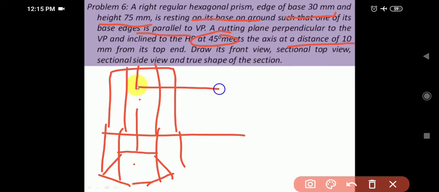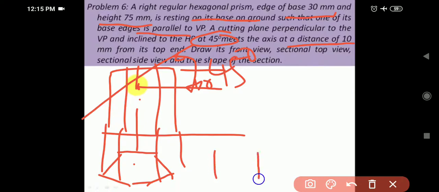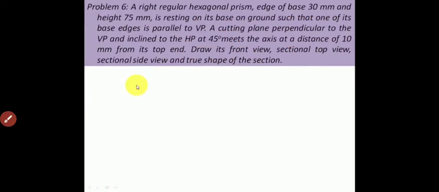And at a height of 10 mm from the top, 10 mm length from this point, through this point one sectional plane is considered and its angle of inclination is 45 degrees. So this is the condition of your given question. If one of the edges is given perpendicular, then you have to start like this. So this edge is perpendicular, here one of the edges is parallel, so that you have to remember. And based on this we will draw the diagram.